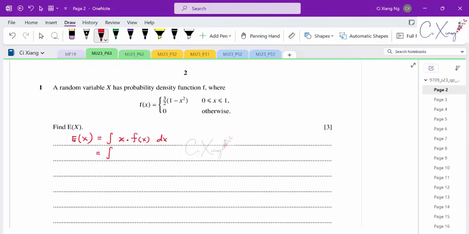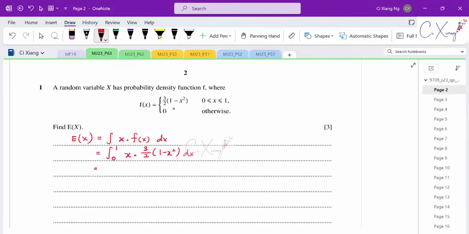Alright, okay, so this is a general formula. So if I want to substitute everything that I have in the question into the formula, I need to integrate from 0 until 1. Your x is from 0 until 1. X, you just copy the x, and then you multiply with the function f(x). The function f(x) is given here, right? So 3 over 2 and 1 minus x squared.